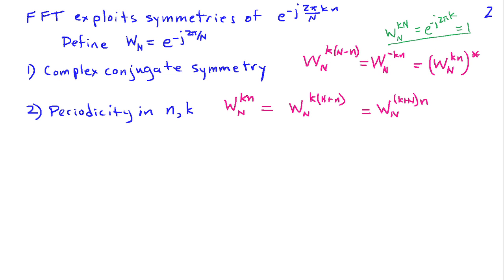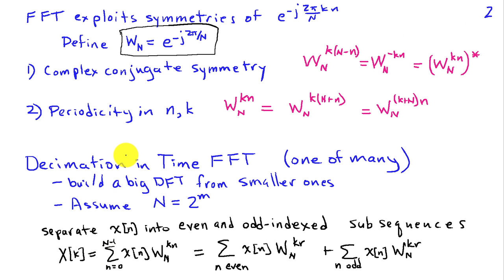And the other thing that we do is we break up the big DFT into smaller ones, and that turns out to save us some computation. To illustrate that, we're going to look at the decimation in time FFT algorithm. This is one of many variants of FFT that have been proposed. We're going to assume that capital N is 2 raised to a power of m. So it's something like 256, 512, 1024, 2048, 4096. Those are all values of 2 raised to some power.